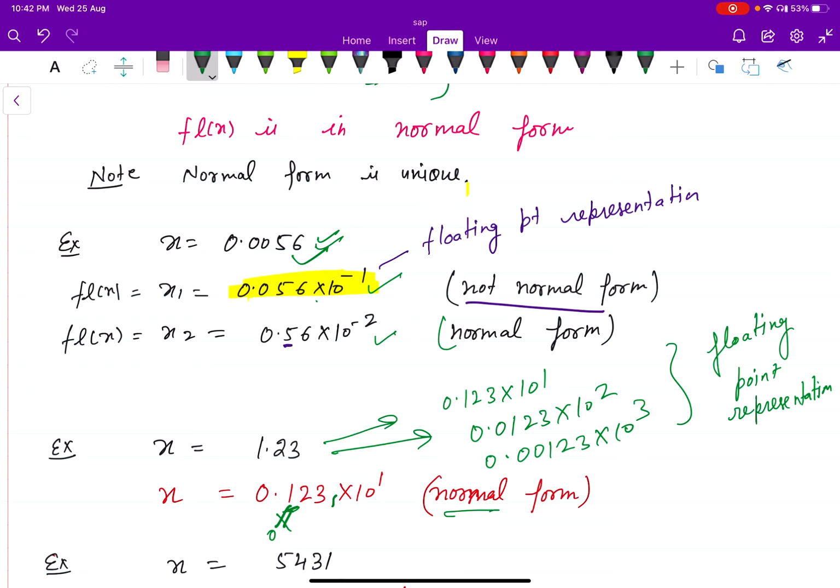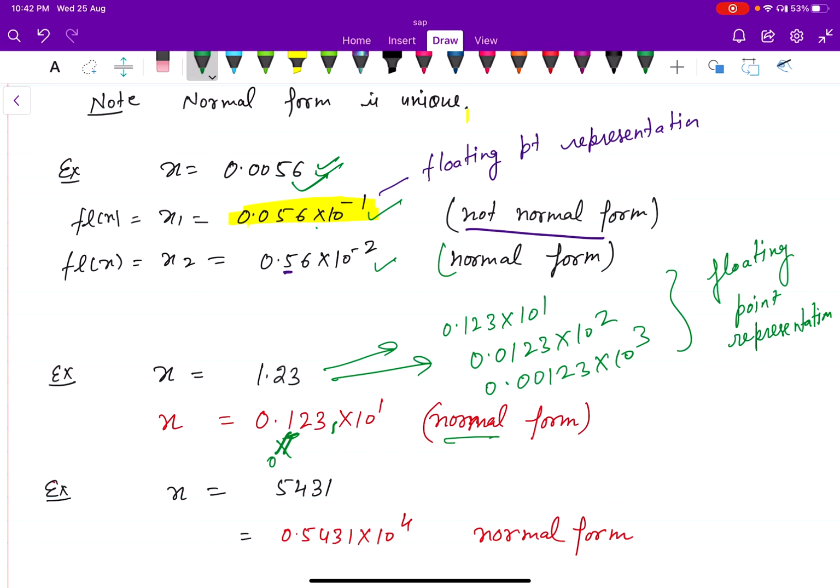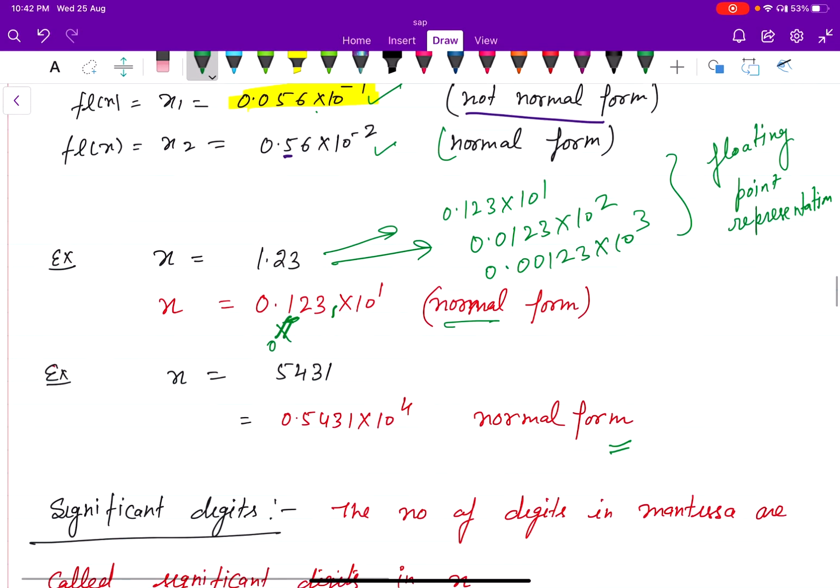Now x is 5431. This can be written as 0.5431 into 10 to the power 4. This is in normal form. Otherwise, there are infinitely many representations of the number 5431 in terms of floating point representation.